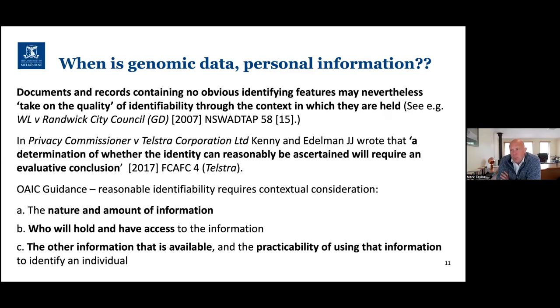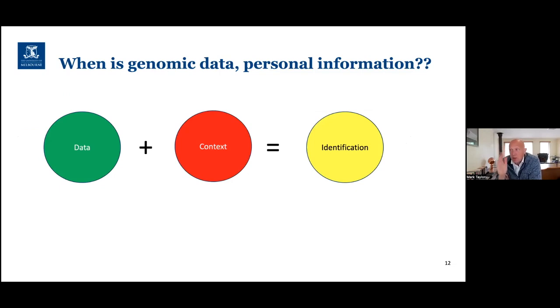Okay, so just before we try and apply this to genomic data, I just want to reflect briefly upon the significance of this. It is really, really important and often overlooked, in my experience, that you cannot determine whether or not data is about an identified or identifiable individual by looking at the data alone. Invariably, you need to understand something about the context as well as the data before you can make a determination with regards to identifiability. Being really clear that identification is a function of not only data, but also context, is crucial to a practical application of the Privacy Act and an understanding of when data is and is not going to be subject to it.